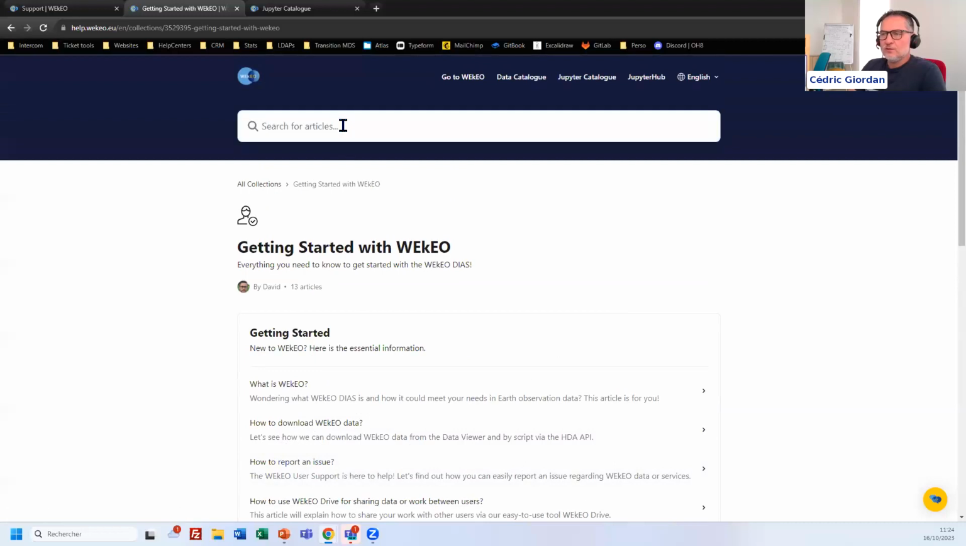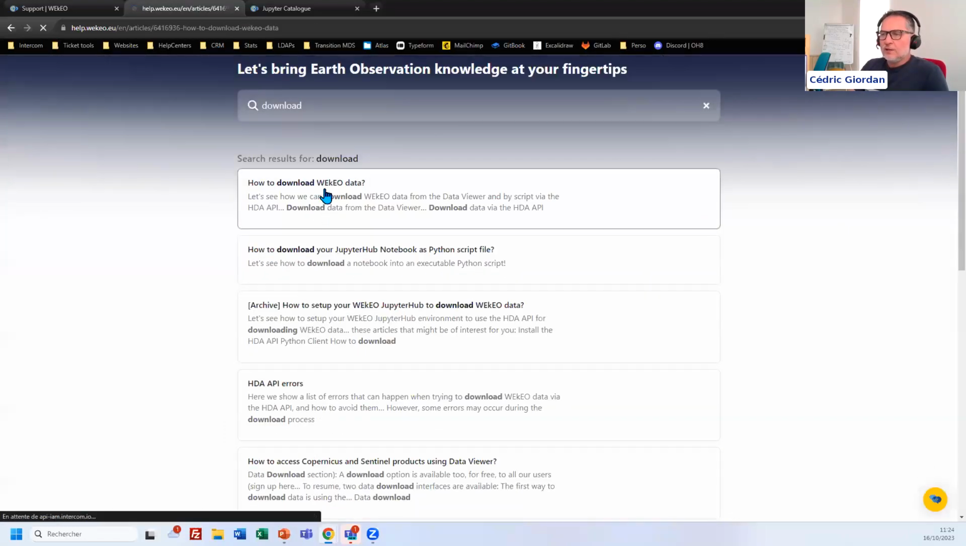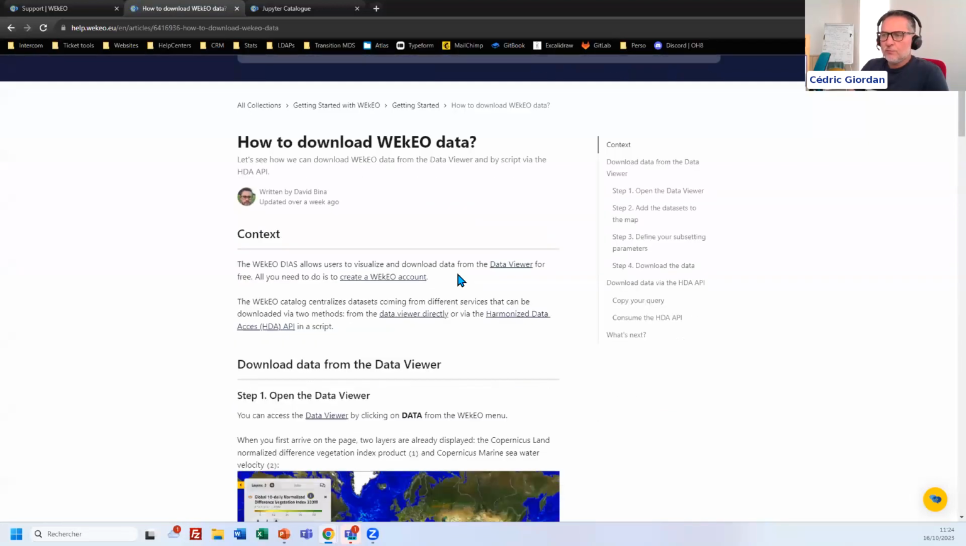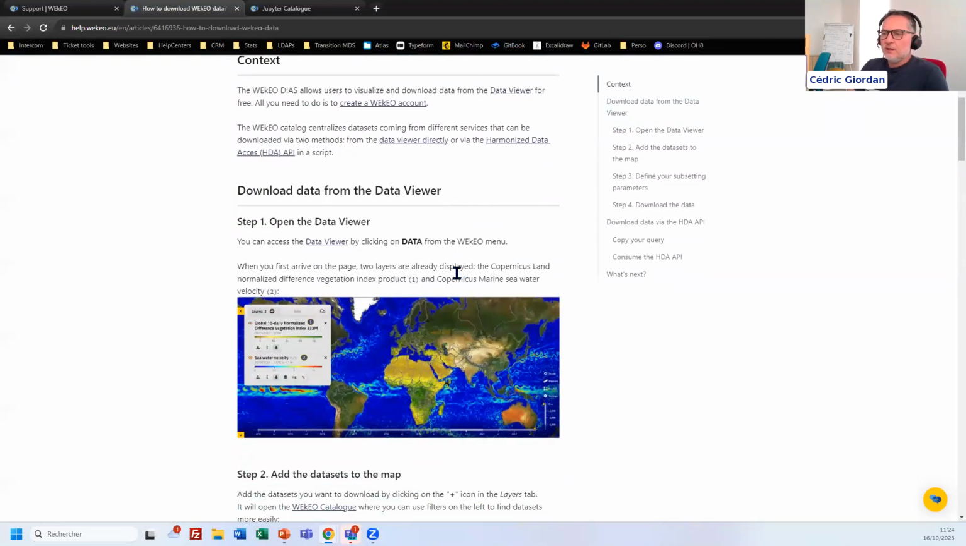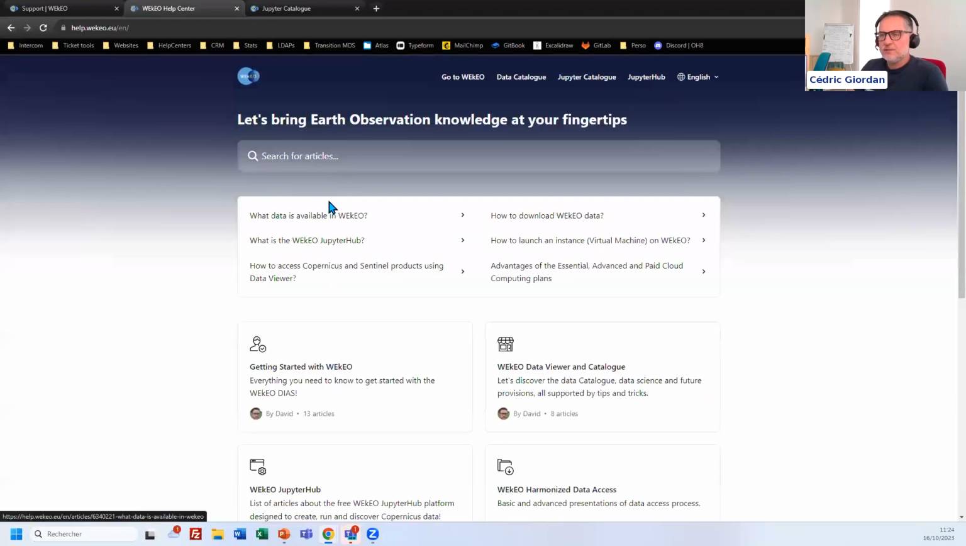You can use the search area here to type keywords. You click on the title, and you will reach the article explaining how to download data, etc. This resource, the Help Center, is really useful, and I suggest you check whether the answer is available in the Help Center before asking the support. But of course, you can ask, and many things are available in this resource.